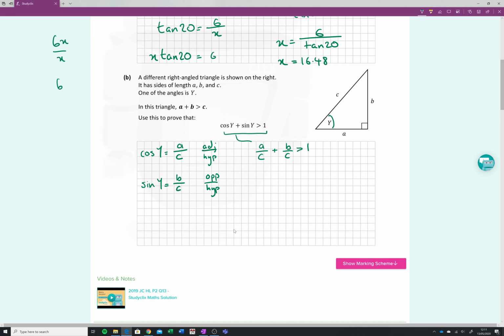Okay, why? Because cos y we just got was a over c, sine y was b over c, and now we have this particular inequality. What can you multiply everything by? And remember, c is a positive number, so you don't have to worry about multiplying everything by it. It won't change the direction of the inequality. Everything by c, we just get a plus b is greater than c.